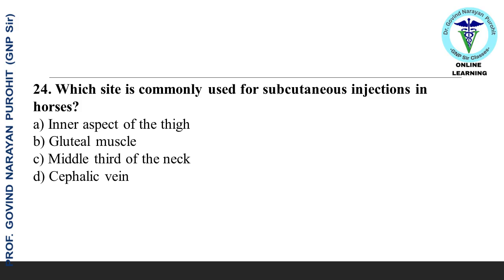24. Which site is commonly used for subcutaneous injections in horses? A. Inner aspect of the thigh. B. Gluteal muscle. C. Middle third of the neck. D. Cephalic vein. The correct answer is option C. Explanation. The middle third of the neck is a standard site for subcutaneous injections in horses.